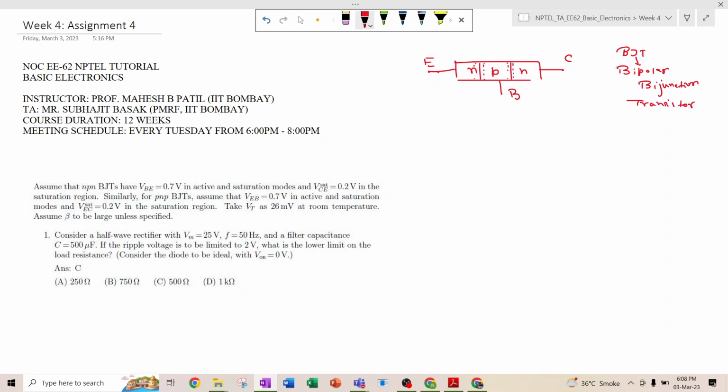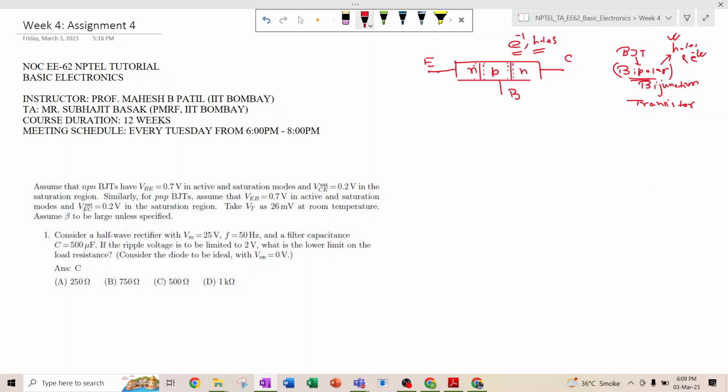So bipolar refers to the fact that holes and electrons both are carriers in case of a BJT, bipolar junction transistor. So the current conduction happens due to holes as well as due to electrons. For an NPN transistor, the electrons are the majority carrier and the holes are the minority carrier. The current flow happens due to both the majority carrier and the minority carrier. So it is known as a bipolar transistor.